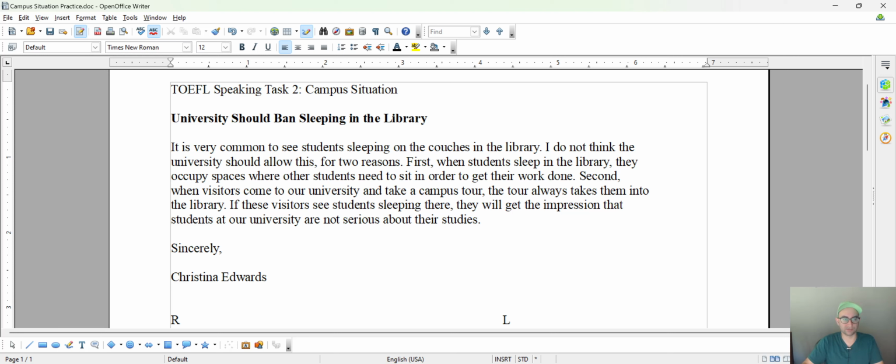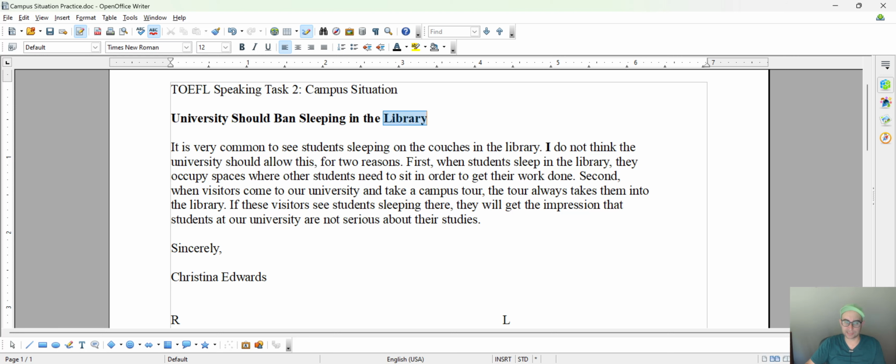The paragraph itself. It is very common to see students sleeping on the couches in the library. So often, what they'll do in TOEFL Speaking Task 2, okay? They'll have this background information about what's usually going on here. Not always, but in half of them. And they'll usually mention that in the first sentence or two, if you're lucky enough to encounter this pattern. Now, you want to identify the pronoun since we're dealing with a person here. I, we, right? I do not think the university should allow this for 2 reasons.